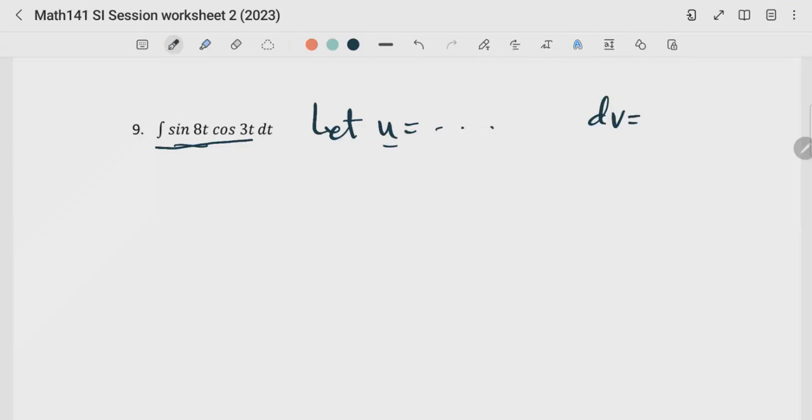What should be our u and our dv? Keeping the integration by parts mindset, because that's the whole purpose of the worksheets, practicing integration by parts. So keeping that in mind, what do you think we can use as our u and our dv?